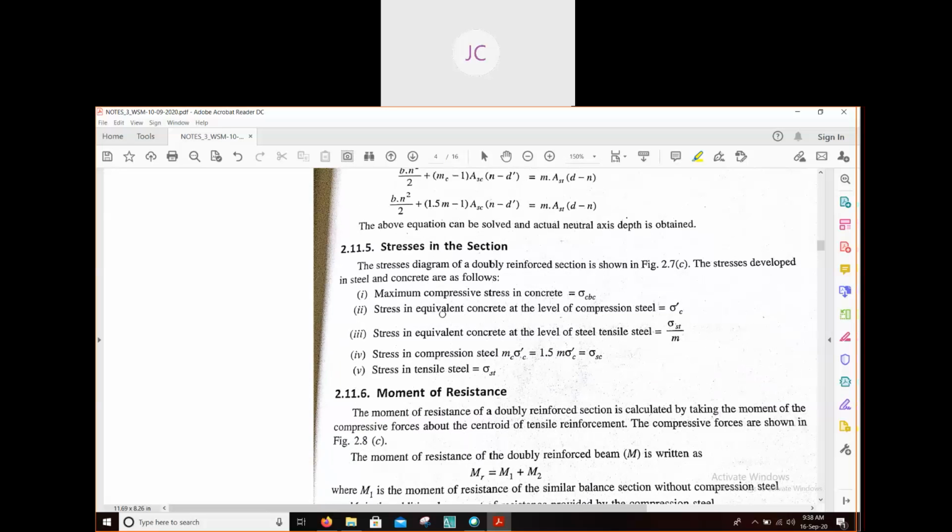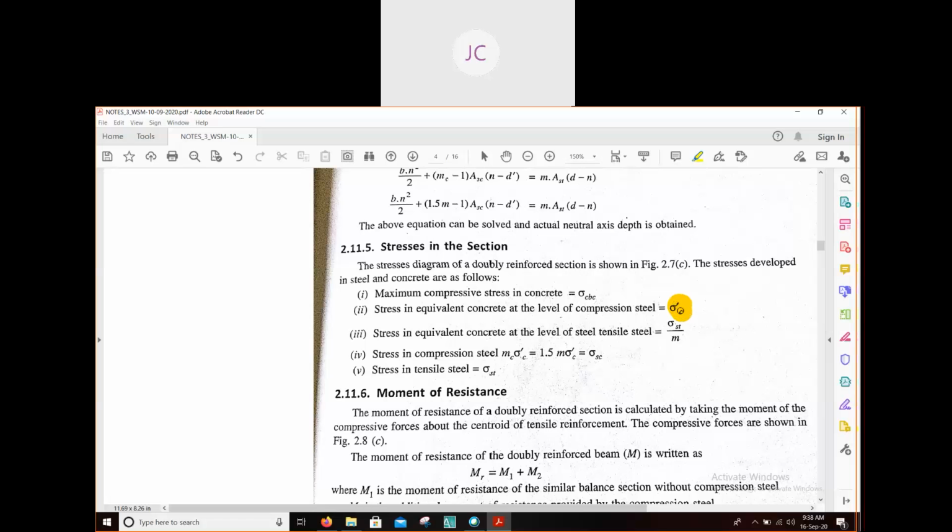Now it will be a little bit different. Maximum compressive stress in concrete, as we have already known, is sigma CBC. That means it is the maximum amount of stress that will be developed in concrete, and it will develop at the topmost layer. That is written by sigma CBC, and this value we can take from table number 21.